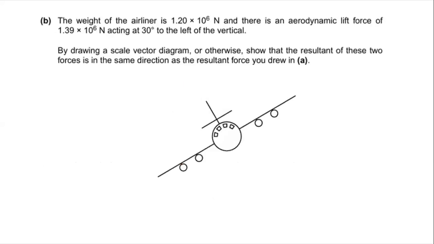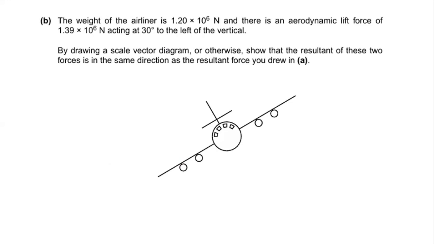Now the B part. The weight of the airliner is 1.2 × 10^6 newtons, and there is an aerodynamic lift force of 1.39 × 10^6 newtons acting at 30 degrees to the left of the vertical.